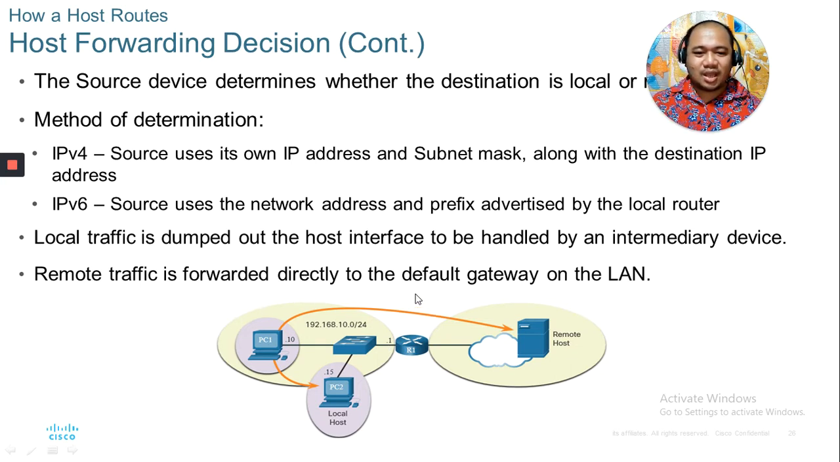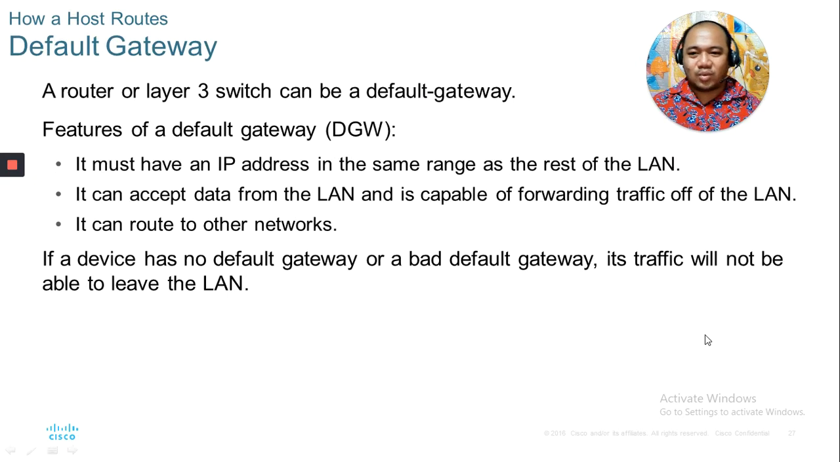Remote traffic is forwarded directly to the default gateway. What is your default gateway? If this is your IP address, for example, 192.168.10.10, and your subnet mask is /24, that is 255.255.255.0, your gateway will be this IP address, the exit address: 192.168.10.1. That will be the IP address of your router. Remember, you need a gateway address in order to communicate with the remote host. A router or a layer 3 switch can be a default gateway.